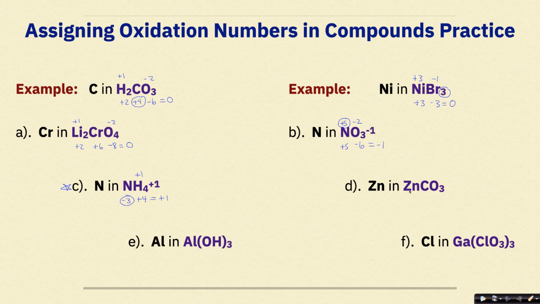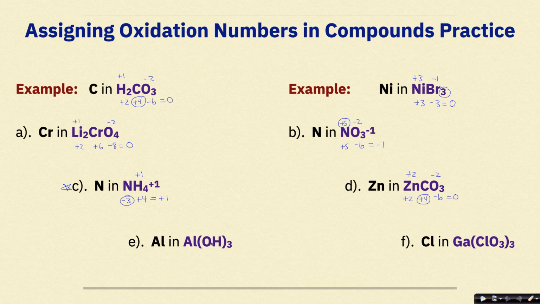Zn in ZnCO3. Zinc has to be plus 2, because that's the most common one associated with zinc, and I've really never seen another oxidation number with zinc other than plus 2. Oxygen is negative 2. Negative 2 times 3 gives us negative 6. The whole thing is going to be equal to 0. Carbon has to be plus 4 to make this electrically neutral.